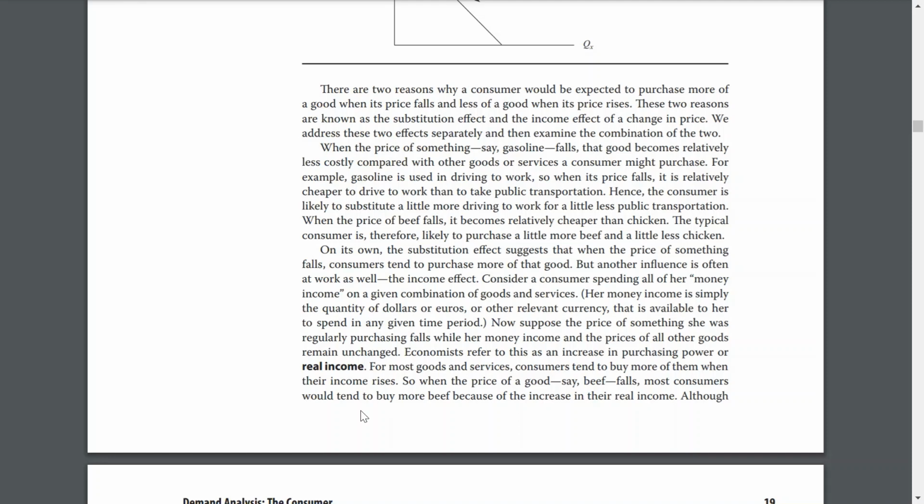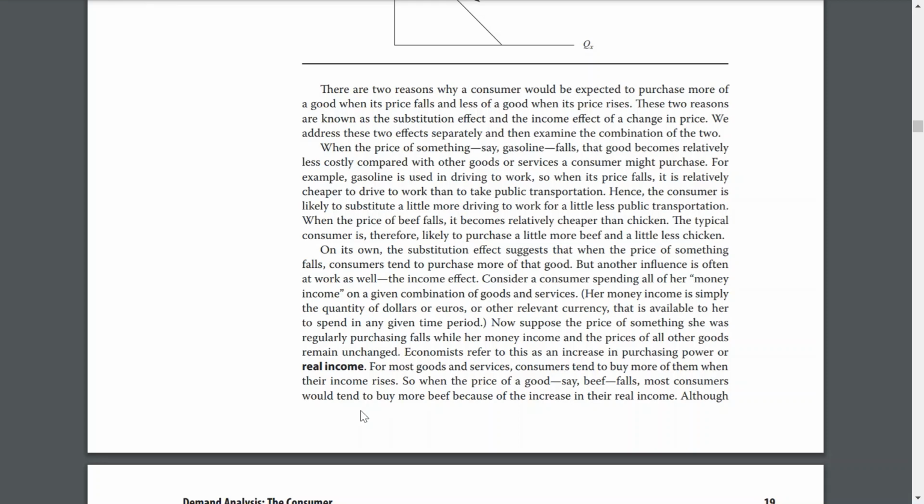The typical consumer is therefore likely to purchase a little more beef and a little less chicken. On its own, the substitution effect suggests that when the price of something falls, consumers tend to purchase more of that good. But another influence is often at work as well: the income effect. Consider a consumer spending all of her money income on a given combination of goods and services. Her money income is simply the quantity of dollars or euros or other relevant currency that is available for her to spend in any given time period.